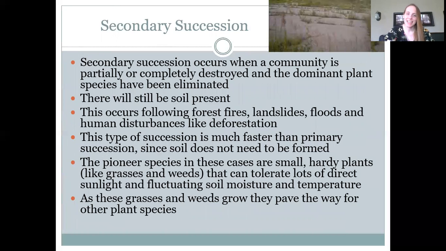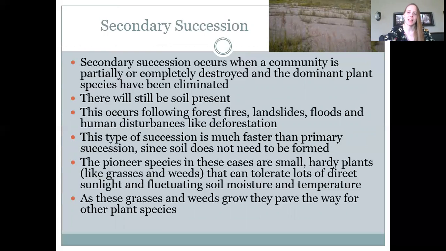If instead you have secondary succession, that means that the disturbance eliminated the dominant plant species, may have eliminated all vegetation, but you still have soil present. So that's following forest fires, landslides, floods, deforestation, those types of things. This type of succession can happen much, much more quickly than with primary succession because you don't have to make soil, which is the process in succession that takes the longest.